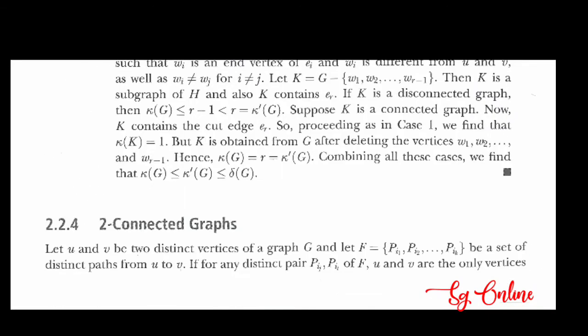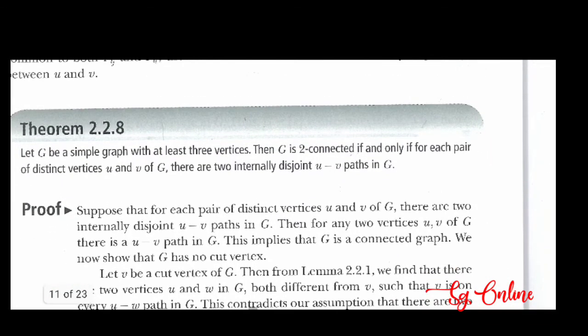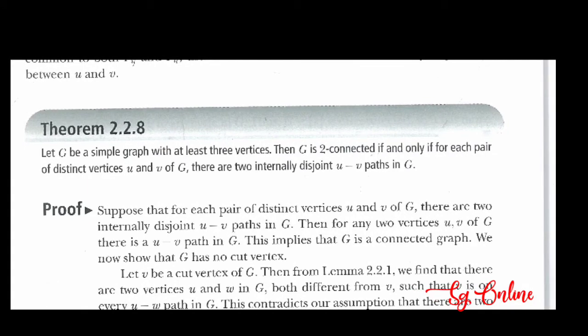Now after this result, what about the two connected graph? If the graph is two connected, then we have seen that any two vertices are joined by two internally disjoint paths, and the condition is also sufficient: if this happens, then the graph would be two connected.